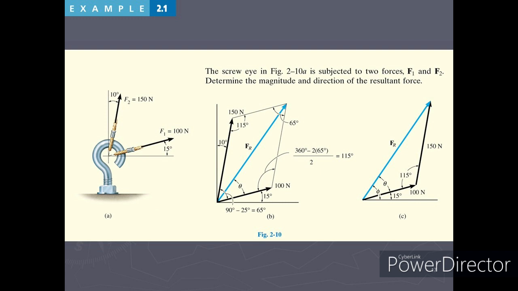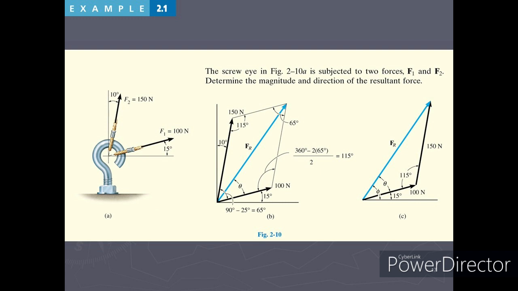Okay, we have a simple example here in which the screw eye is subjected to two forces. You can see the screw eye. We have the directions given, 10 degrees and 15 degrees, and then the magnitudes. So we have what it takes to represent the vector in its vector form, because we have the magnitude and direction. But we want to demonstrate the use of the cosine and sine formula, and the parallelogram law, in this example. Later on, we will learn how to represent the vector in its vector form from the direction and the magnitude.